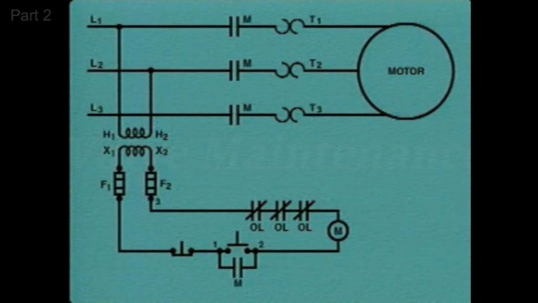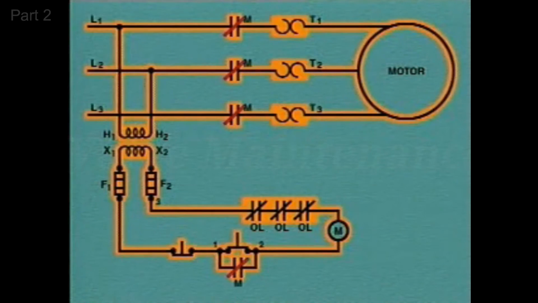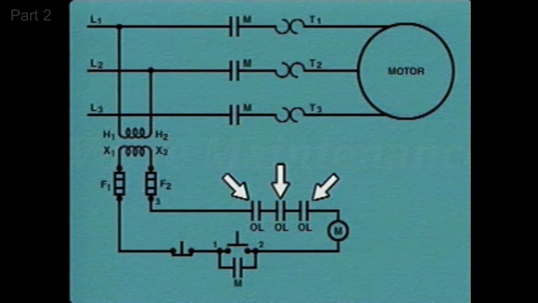Pushing the start button energizes the control circuit, including the M coil. When the M coil is energized, it closes all of the M contacts and power can flow to the motor. In this example, the start button is designed to be pushed in and released. After the start button has been released, the maintaining contacts, labeled M, remain closed to maintain current flow to the M coil. If an overload occurs, the overload devices open the overload contacts.